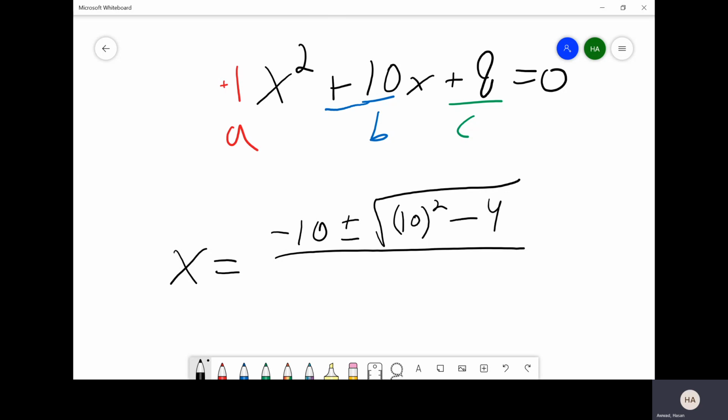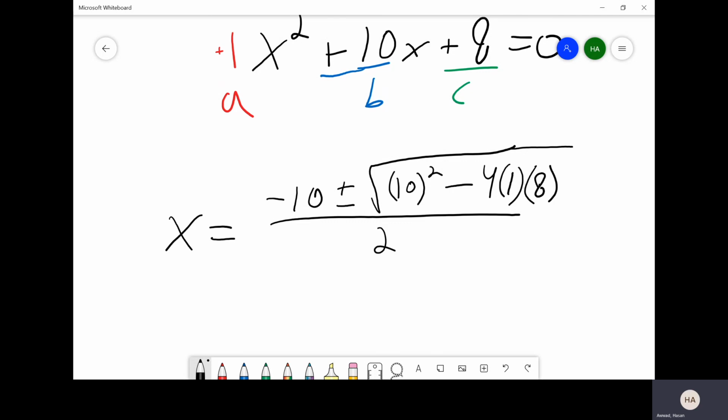So minus 4 times a, which in this case is still positive 1, times c, which is positive 8. So 4 times a times c, okay? And this is all over 2 times a, which is 2 times 1, which is still just 2. Great, we've plugged in. Now all we have left to do is just do the little computational steps and we'll be done. We will have our 2 solutions.